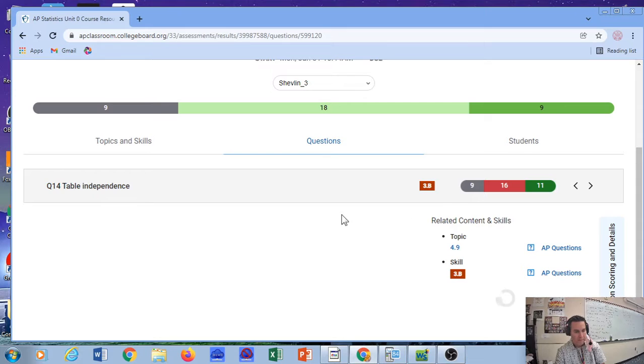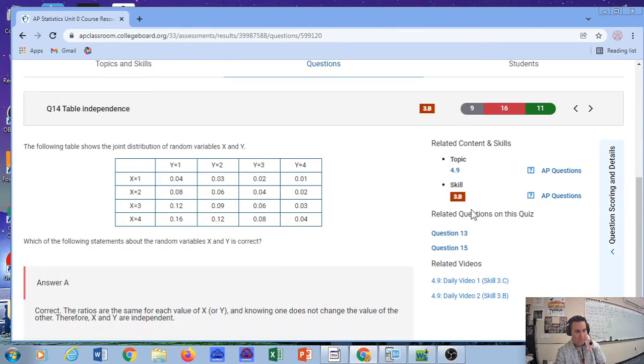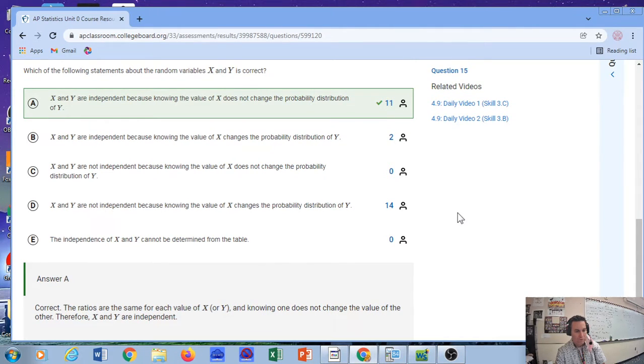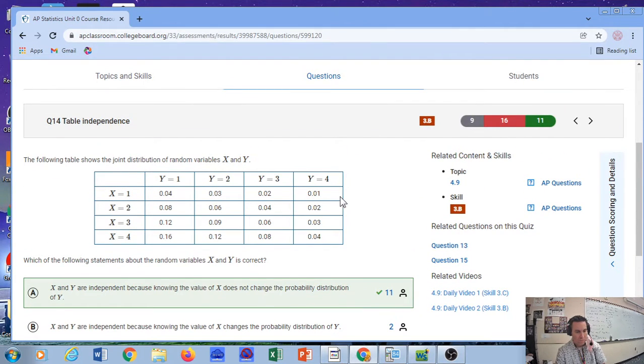The table independence problem right here, and I'll just show you this with the calculator. On this one, what you should do is total up your columns and your rows, get your totals and then calculate a probability. If you want to see if you have independence between two variables, calculate the probability of x is 1 given that y is 1, and then calculate the probability that just x is 1 overall. If they're the same, then that means y did not affect x, and that would mean they're independent.